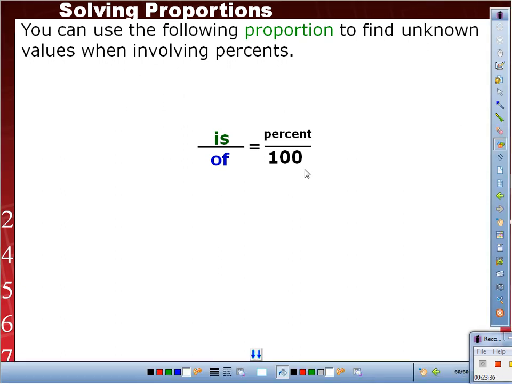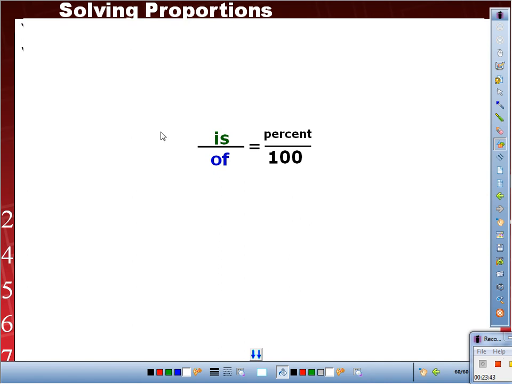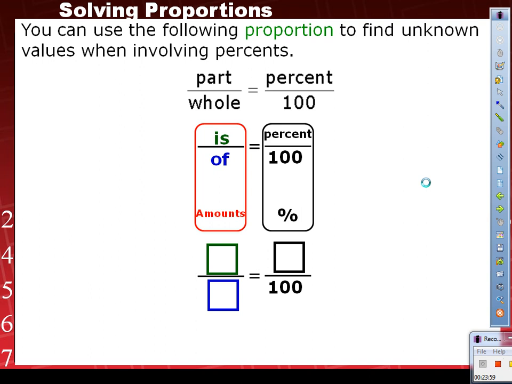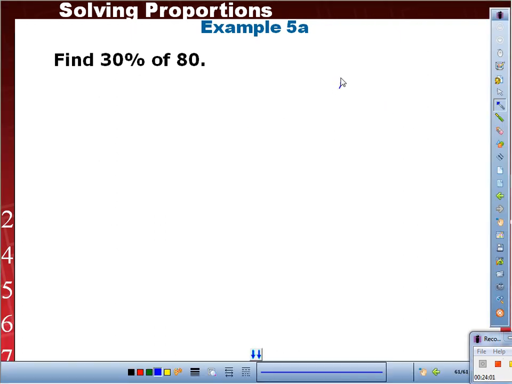All right, I want you to write the next proportion, please. Write this down on your paper, please. This one is over of equals percent over 100. You probably heard this before already. So this is basically a shortcut for any problem that has percentage. Is over of equals percent over 100. Do you guys see that it's a proportion, a fraction equal to another fraction? Let me show you how it works. Look up, please.